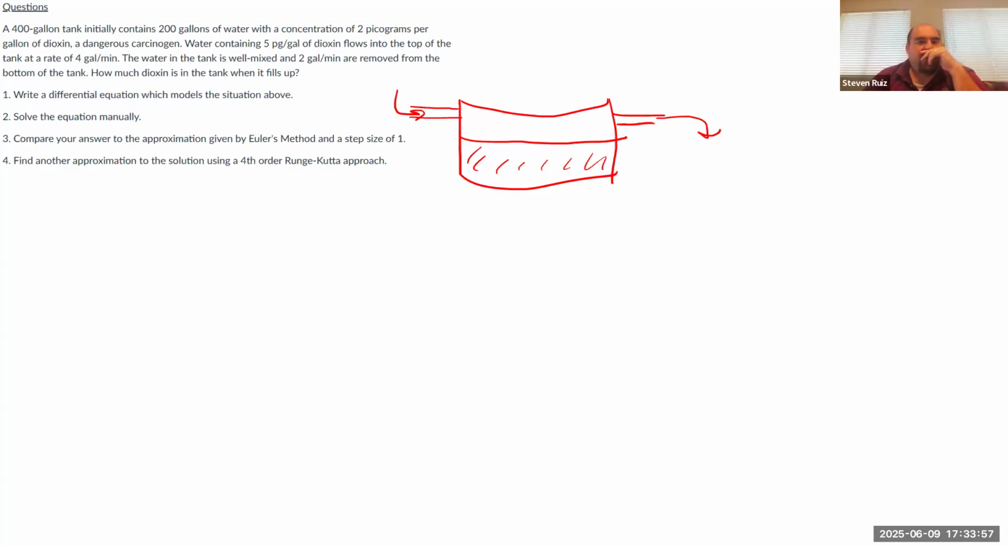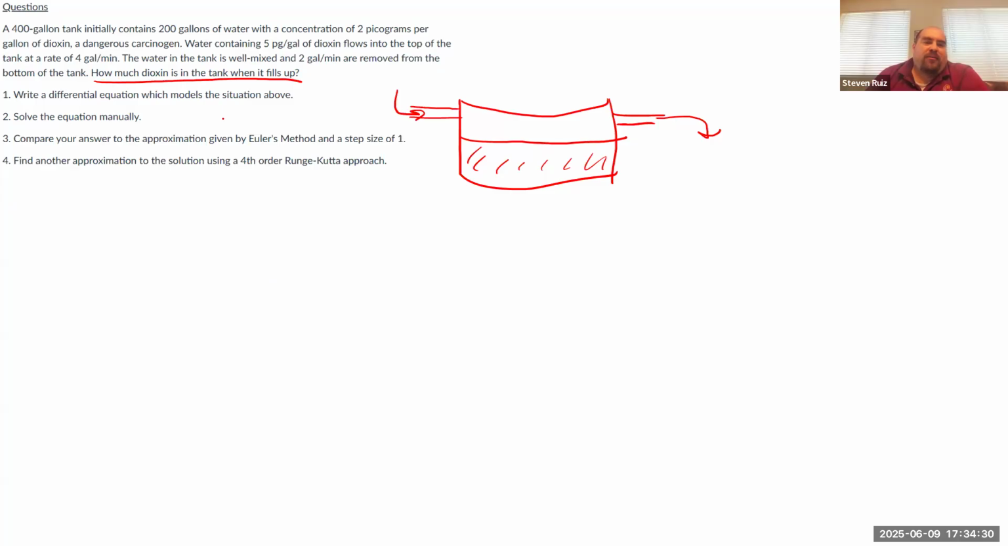Okay, so we've done a few of these mixing problems before. I think in these problems, it's probably more straightforward, even if it takes a little longer, to model this as two different rates. So let's figure out what the variable is first. We are asked about how much dioxin is in the tank when it fills up.